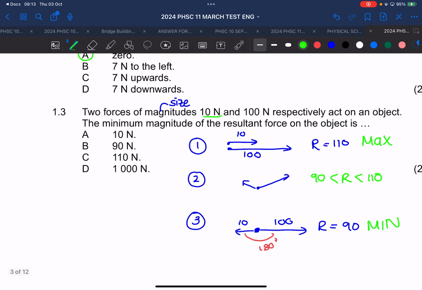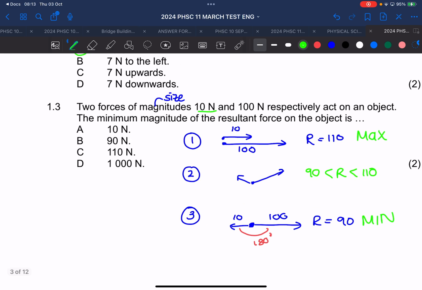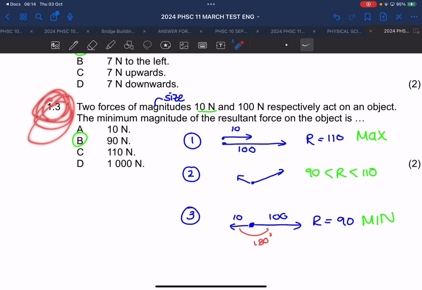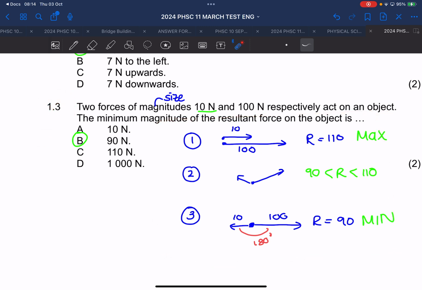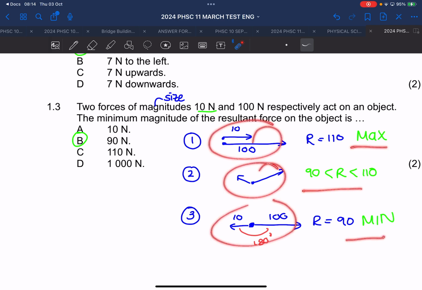Okay, right. So the question there is, what is the minimum magnitude or the minimum size of the resultant force? The minimum that it can be is 90. So the answer is B. They love to ask this type of question. Okay, that's why I explained it fully so that you can go through it again. Did you draw these 3 drawings? Did you write down maximum, in between, minimum?